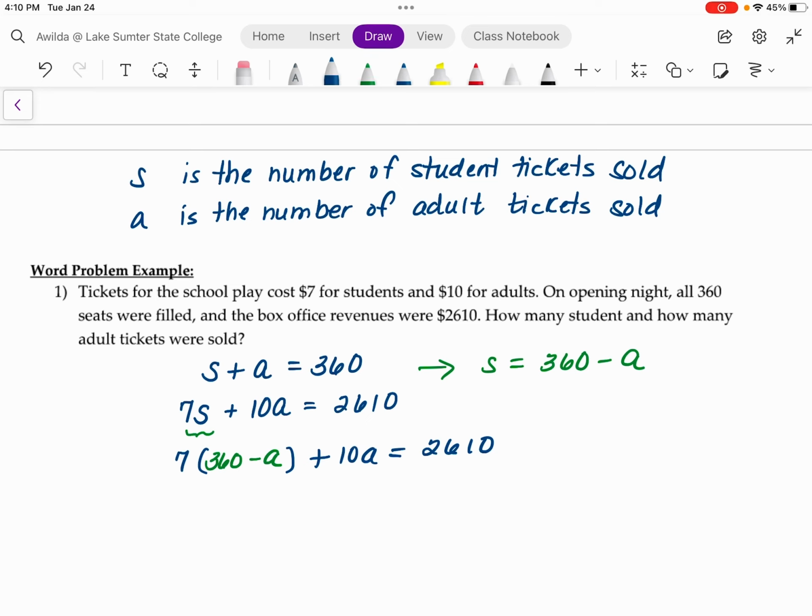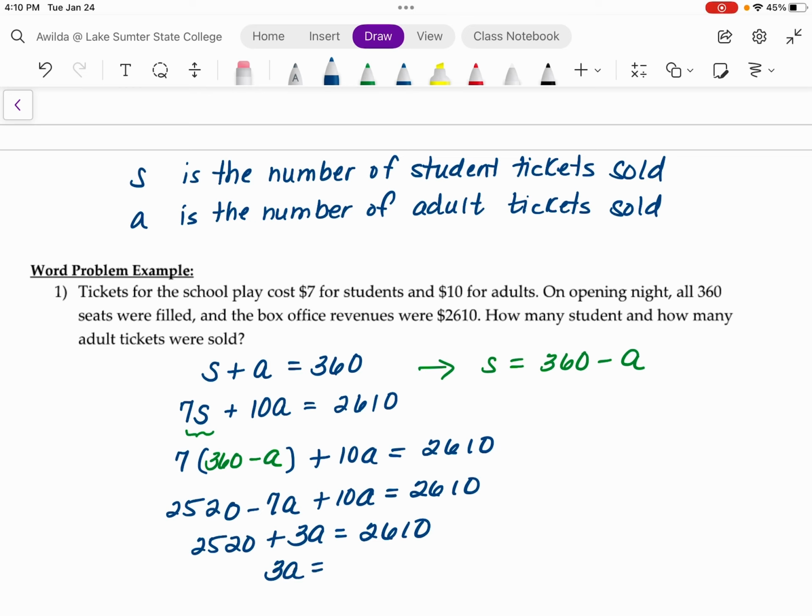All right, let's go ahead and distribute. 360 times 7, I'm going to do this old school. 2 and 4, so that's 2,520 minus 7 times A plus 10A equals 2610. If I combine like terms on the left, I get that 2520 plus 3A is equal to 2,610. And then subtracting 2,520 from both sides. Let me make sure I do this correctly. I think we just get 90.